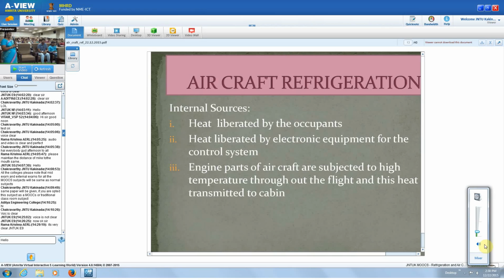Inside the aircraft, a number of people are sitting, and they will give out heat. The sum of the heat given out by the people will increase the temperature inside the aircraft. Then there is heat liberated by the electronic equipment for the control system. A number of lights and controlling equipment will add heat to the aircraft. That heat is to be removed. Then engine parts.